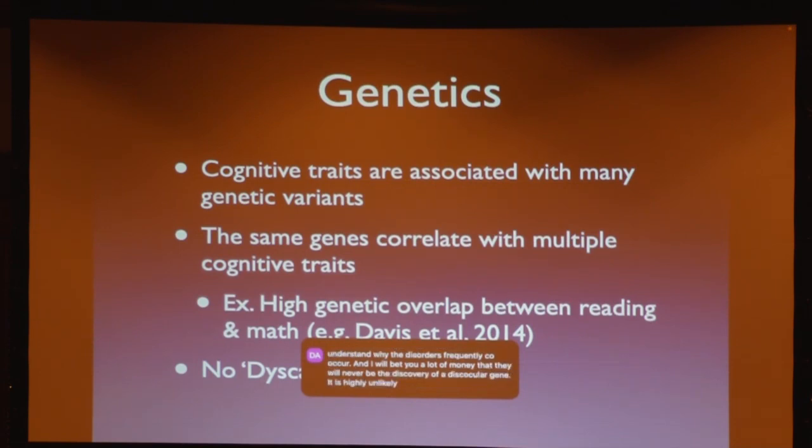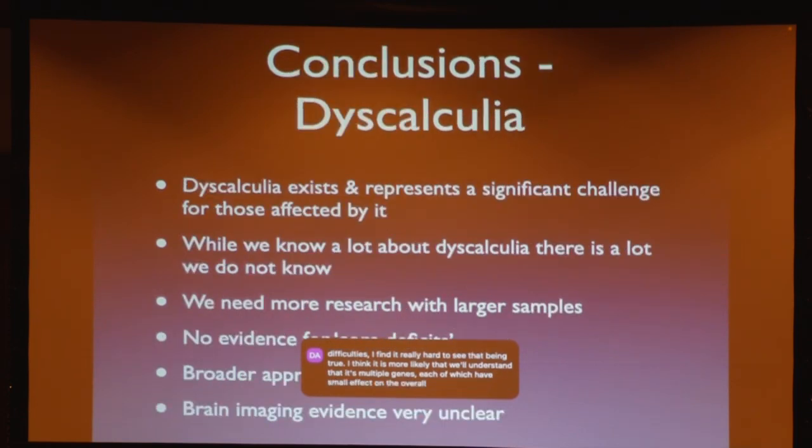Of course, we need to acknowledge that there are single gene disorders, right? Huntington's disease, Fragile X, that's single genes. We also know that there are disorders that are driven by genetic mutations. However, in the case of something like math learning difficulties, I find it really hard to see that being true. I think it is more likely that we'll understand that it's multiple genes, each of which have a small effect on the overall presentation.